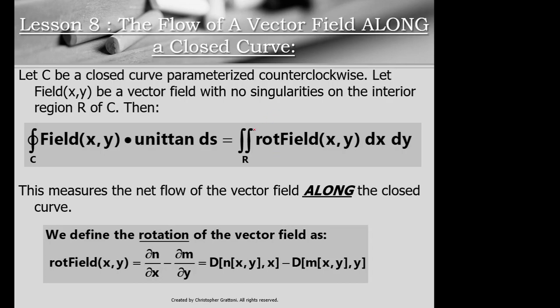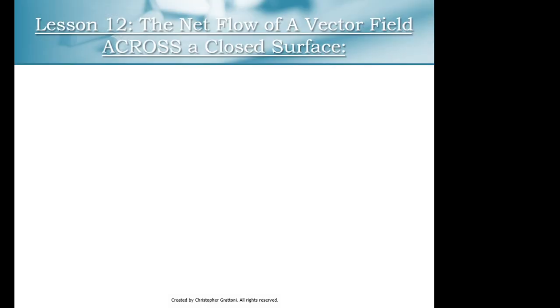Again, we're not going to use the rotation of the vector field this chapter, since we're just talking about divergence, sources and sinks, flow across. So let's get to the new stuff.